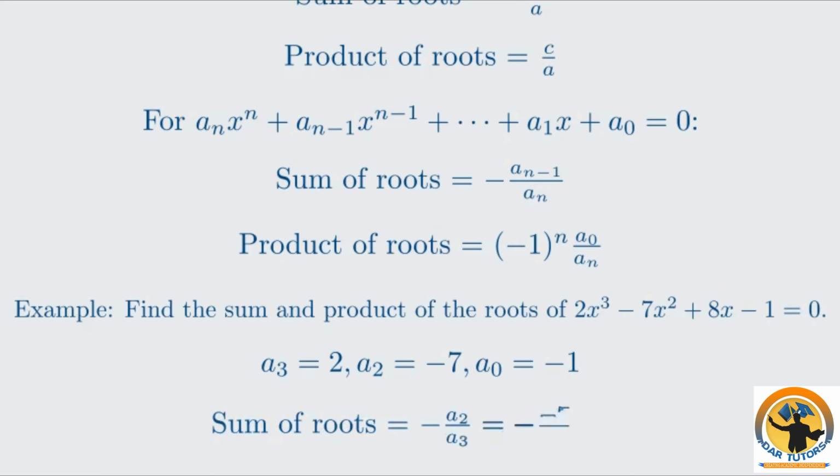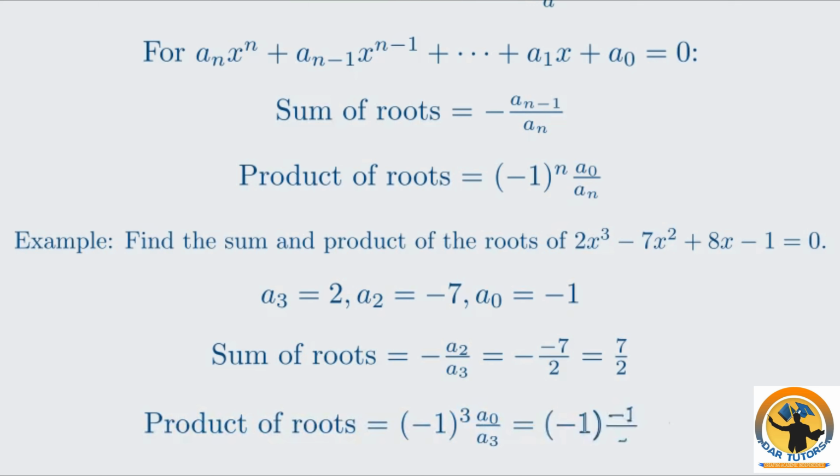The sum of the roots is negative a sub 2 over a sub 3. This is negative minus 7 over 2, which simplifies to 7 halves. The product of the roots is negative 1 to the power of 3 times a sub 0 over a sub 3. This is negative 1 times minus 1 over 2, which gives us 1 half. This theorem is incredibly useful, especially when you know some of the roots and need to find others, or when you need to relate the roots to the coefficients without solving the entire equation.